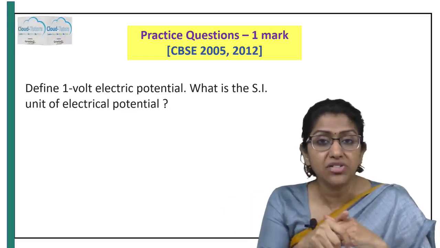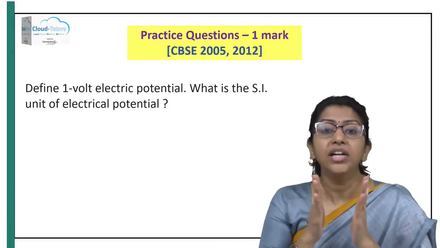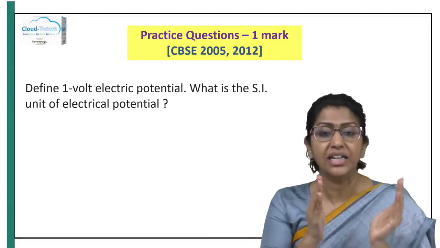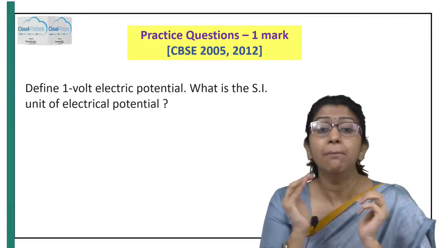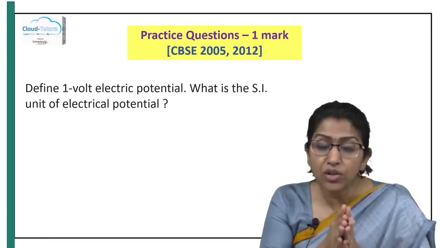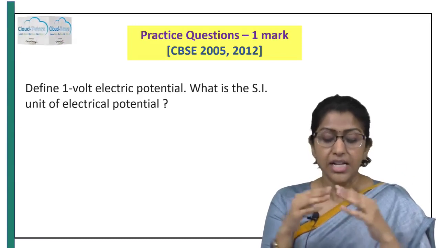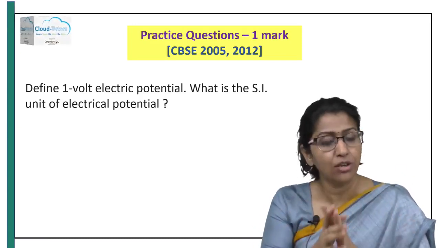How do we define electric potential? Electric potential is the amount of work done on a unit charge to bring it from a point of infinity to a given known point. What is the SI unit of electric potential? It is again volts. Okay, so this could be a 1 marker, or sometimes if they are generous, it could be a 2 marker.